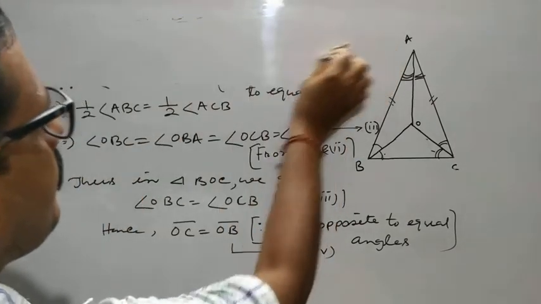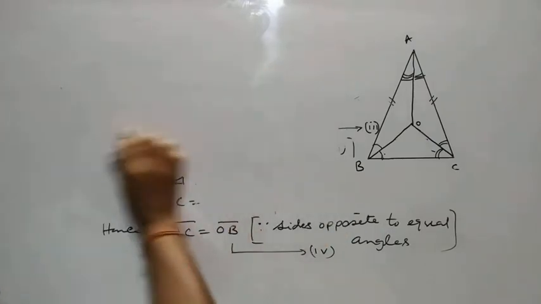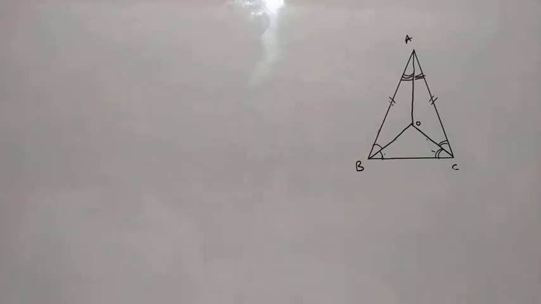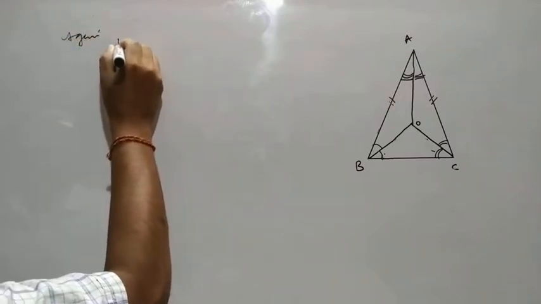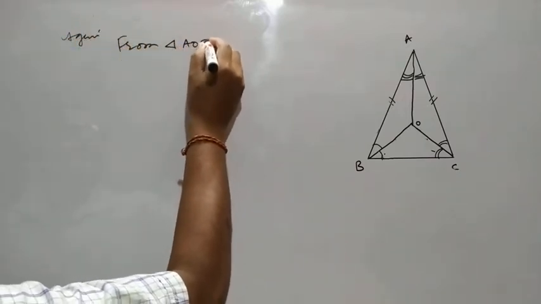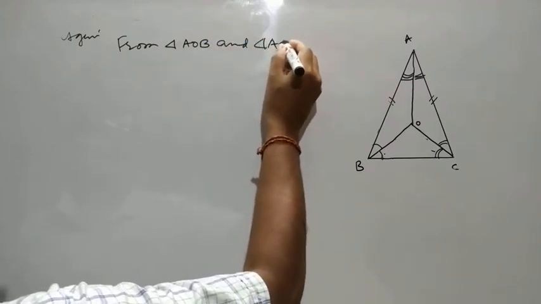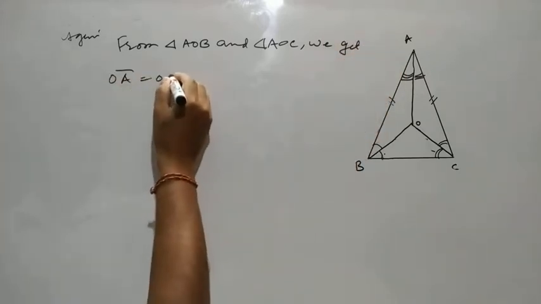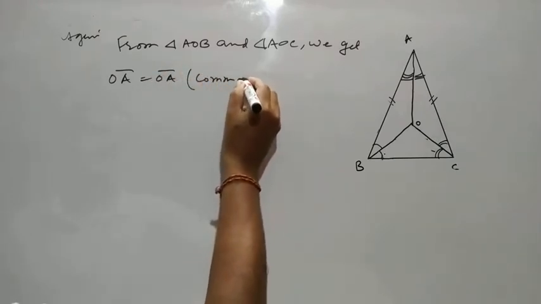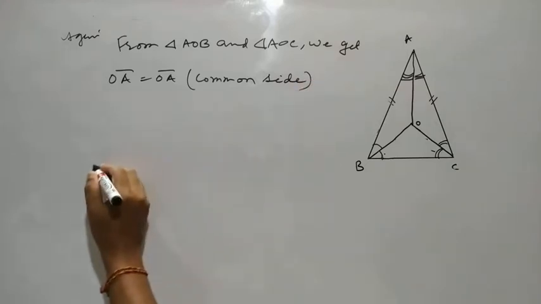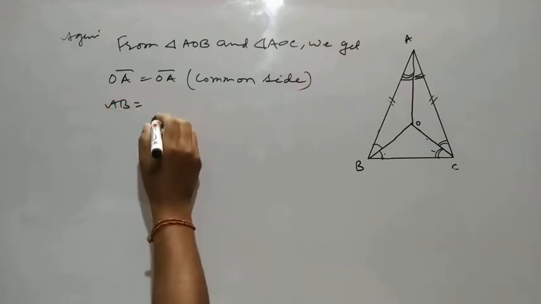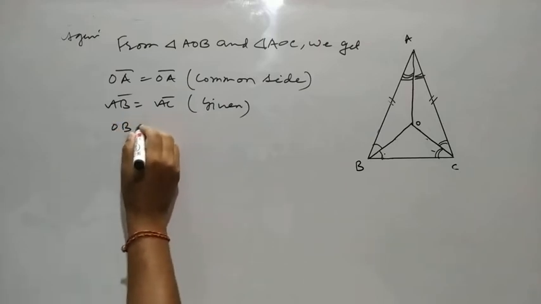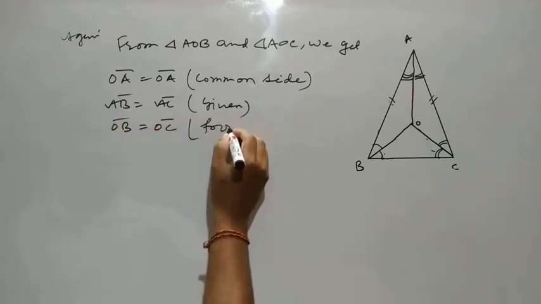See now, from triangle AOB and triangle AOC we get OA equal to OA, common; AB equal to AC, given; and OB equal to OC, just now we have proved from 4.